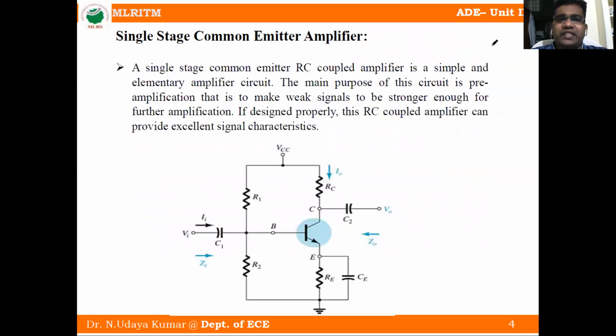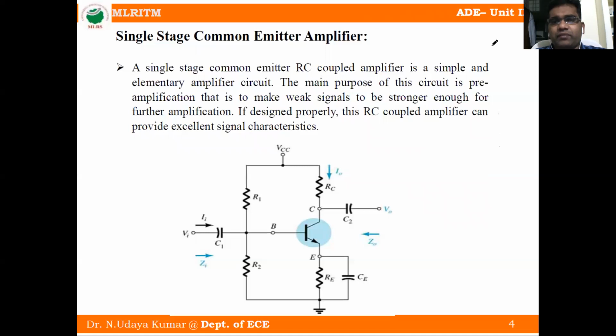First we will see the single stage emitter amplifier. Why is it an emitter amplifier? Because the emitter is connected to ground. This configuration is the common emitter amplifier. Here RC means resistance and capacitance, so RC coupled means resistance-capacitance coupled amplifier. The single stage RC coupled amplifier is a simple and elementary amplifier circuit. This is the basic circuit.